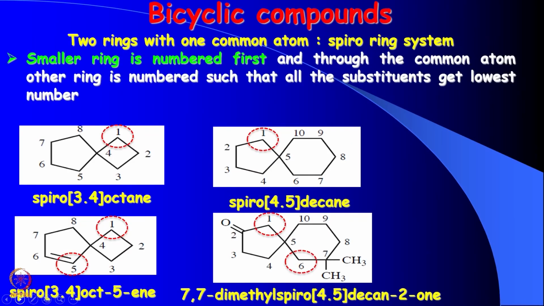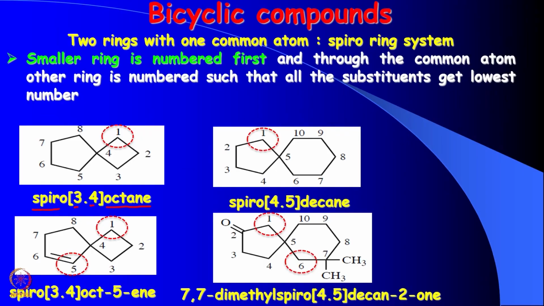When we try to name these bicyclic compounds, these three different types need to be addressed in different ways. In case of the first type, the spiro ring system, the smaller ring is numbered first, and then through the common atom the other ring is numbered in such a way that all the substituents get lower numbers. So, you write 1, 2, 3, 4, 5, 6, 7, 8, the number of atoms present in the smaller ring and the number of atoms present in the bigger ring, and this has 8 carbon atoms. So, it is octane. We write it as spiro[3.4]octane.